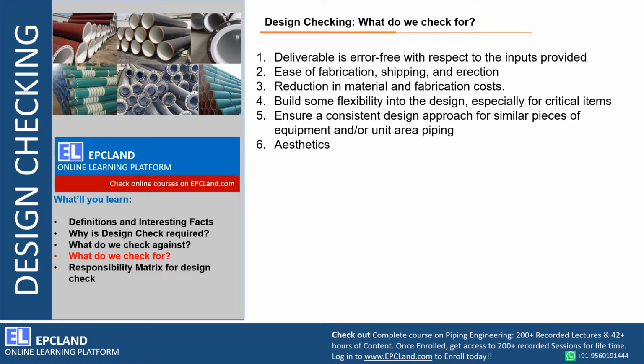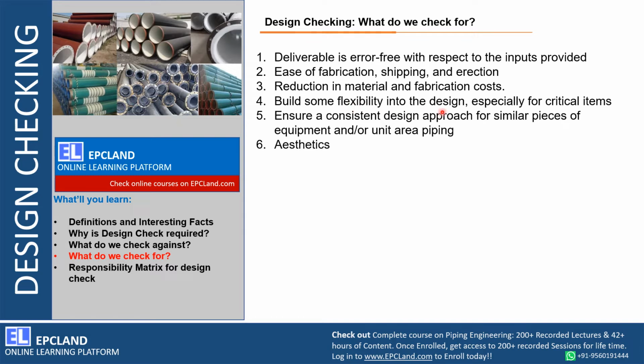Now let us look at what we are checking for, what we want to achieve. Deliverables without any error, that is the first agenda with respect to the inputs provided. Then we want to make sure that fabrication is there, shipping is there, erection is there. Okay, we want to make their life easy. Then of course we want to reduce the material and fabrication costs. This is something which directly helps us to optimize the overall cost.